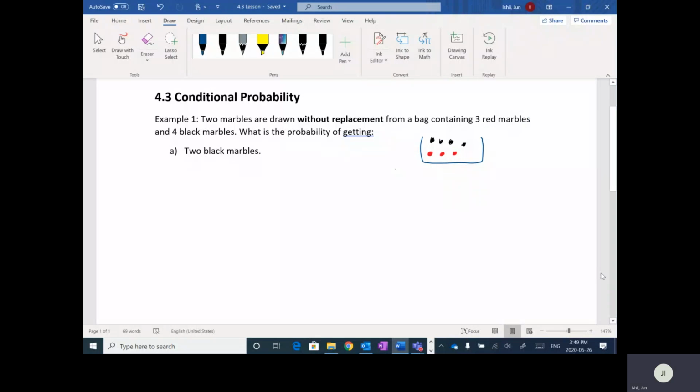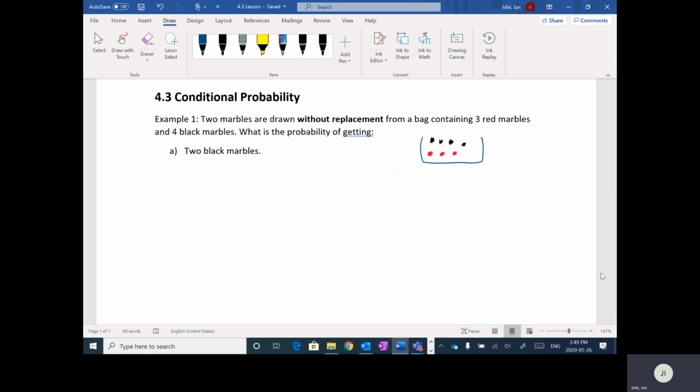All right, okay, guys. So the next lesson is on something called conditional probability. With this lesson, what we're going to be doing is drawing a lot of tree diagrams, and you'll see the reason why. So let's just jump into the first example here.